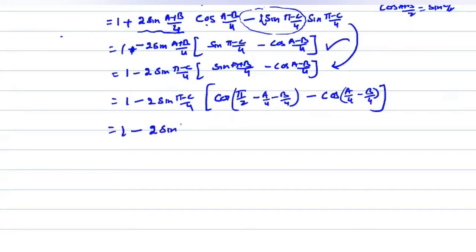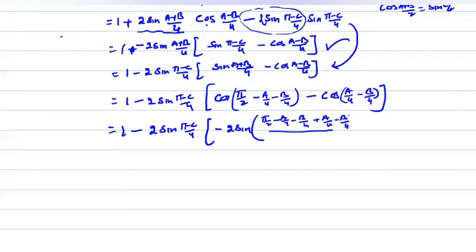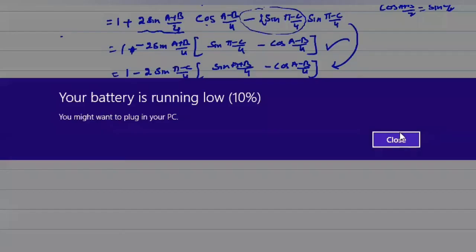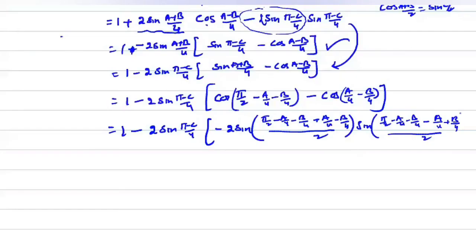2 sin (pi minus c)/4. The formula for cos c minus cos d is minus 2 sin (c plus d)/2. That is pi/2 minus a/4 minus b/4 plus a/4 minus b/4, by 2. And then sin of (c minus d)/2 is pi/2 minus a/4 minus b/4 minus a/4 plus b/4, by 2. Right? So you can do this as the last step.